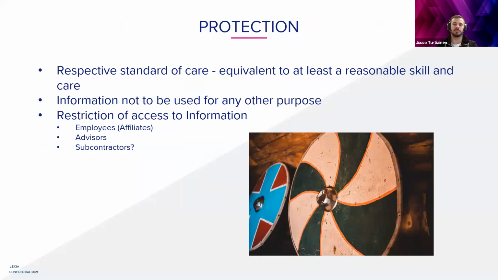So going on to protection, often it is essential to set out what standard of care should be used. The go-to is a respective standard of care, where the information that you receive or the other party receives should be handled with an equivalent or at least reasonable skill and care. So how you handle your own confidential information should be at least the level of safety that you provide to the information that you receive.